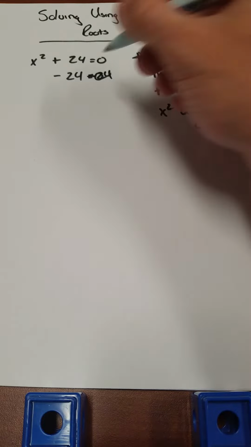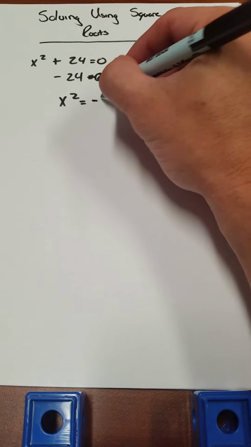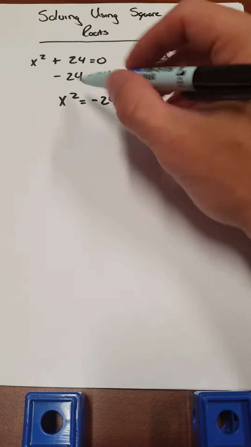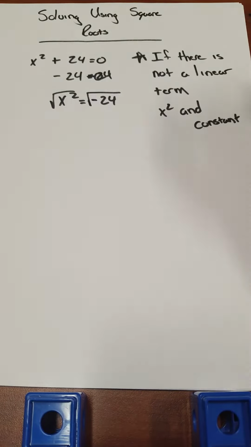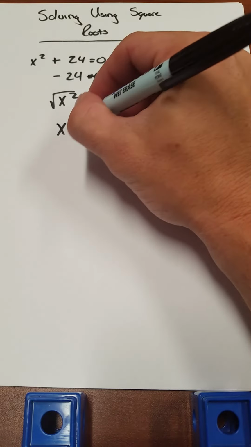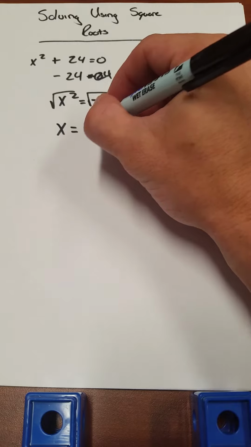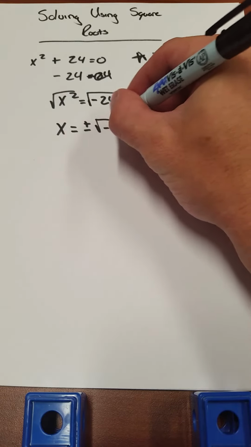All right, so what we're going to do is subtract 24 from both sides. So when I subtract 24, I end up with x squared equals negative 24. Now, from here, we can solve the problem. To undo x squared, we take the square root of both sides. So x equals, anytime you take a square root, you need to do plus or minus, so plus or minus the square root of negative 24.